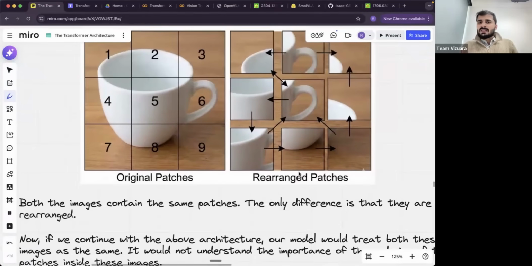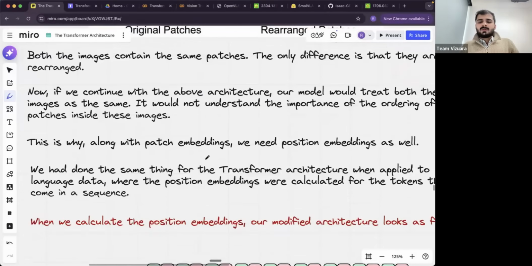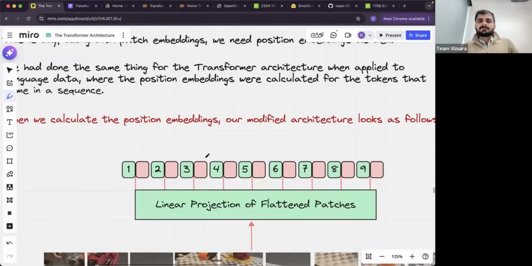Now, how is the ordering passed as an input? This is the exact same thing we did for transformer encoders also. We created position embeddings for tokens, right? Similarly, why can't we create position embeddings for all these patches? We will call these patches 1, 2, 3, 4, 5, 6, 7, 8, 9 and create position embeddings for them. And we add them to the token embeddings and that becomes our entire input embedding. So this is exactly what is done here.